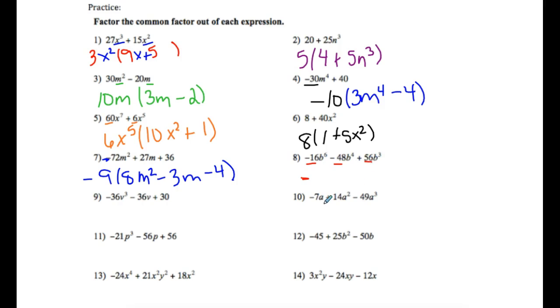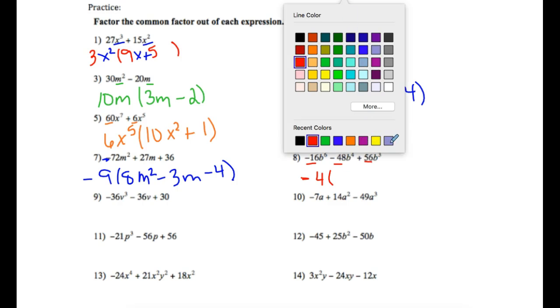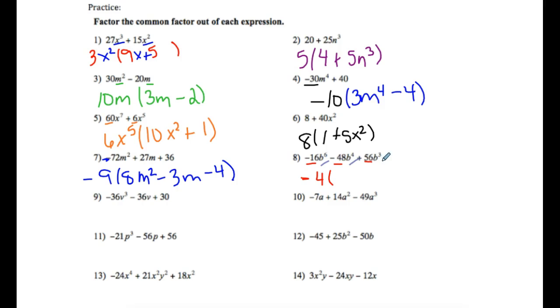16, 48, and 56 all have a 4 in common. And so then when I look at the b's, I see 6, 4, and 3. So that means everybody's got at least a 3. And I'm going to actually erase that so that we can all read it just a little bit better. So because everybody has at least a 3, I'm going to try taking out 4b to the third, with a negative. A negative divided by a negative is a positive, so negative 16 divided by negative 4 is 4. 6 minus 3 is 3.